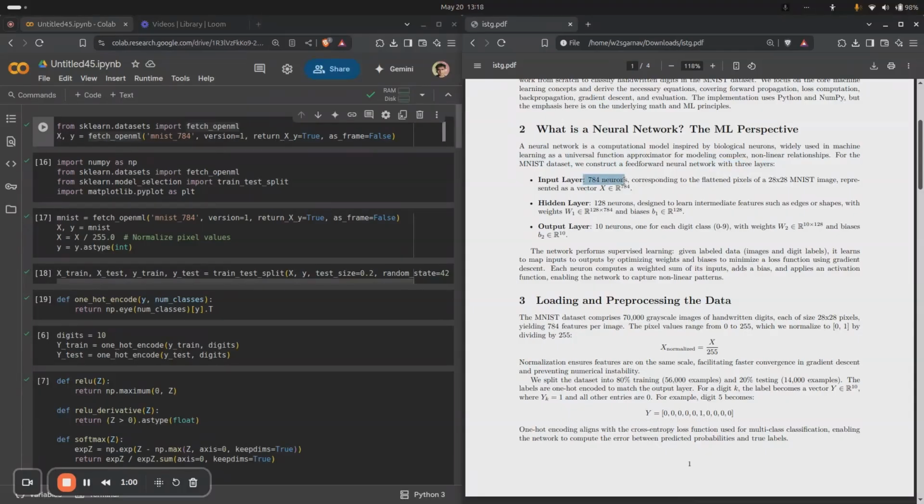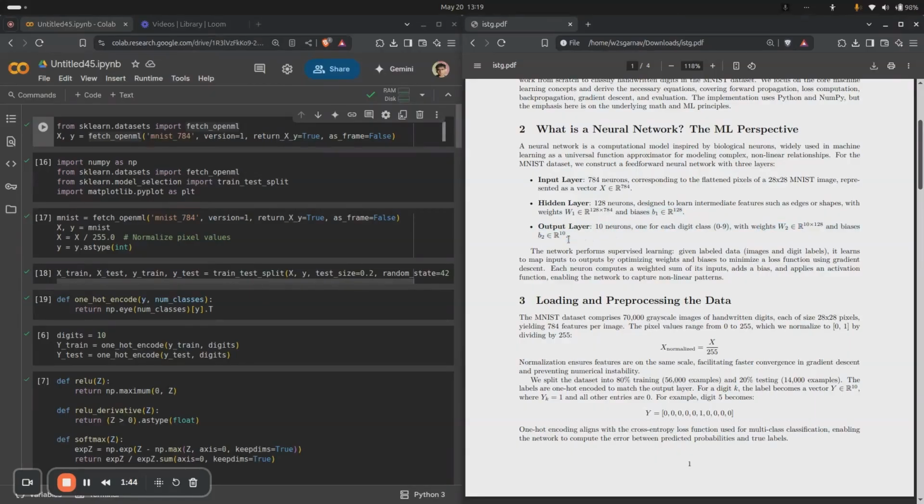An input layer of 784 neurons corresponding to the flattened pixels of a 28 by 28 MNIST image, representing a vector of 784 dimensions. The hidden layer has 128 neurons designed to learn intermediate features such as edges or shapes, with weights such as this, and an output layer with one neuron for each digit class, with weights and biases as shown over here.